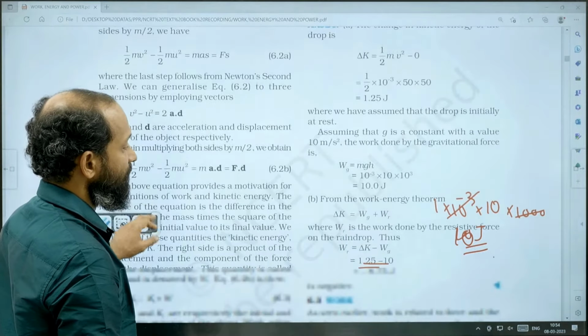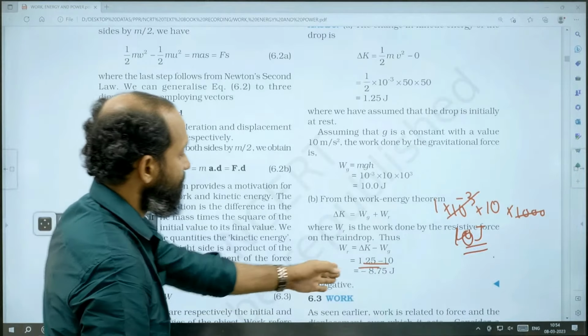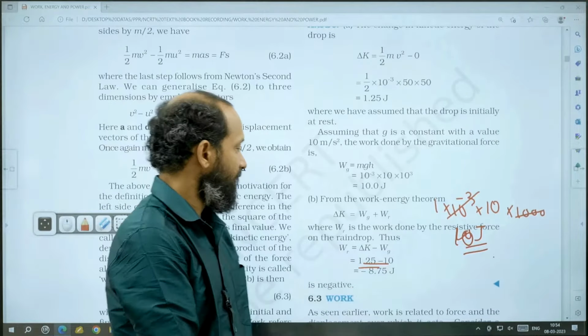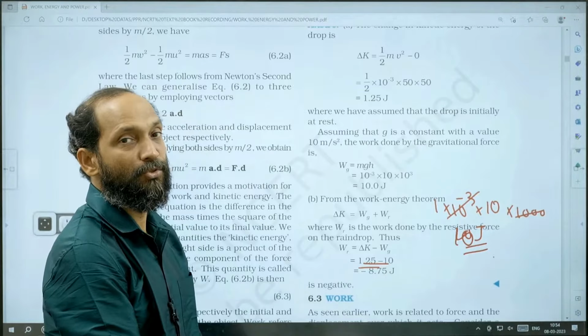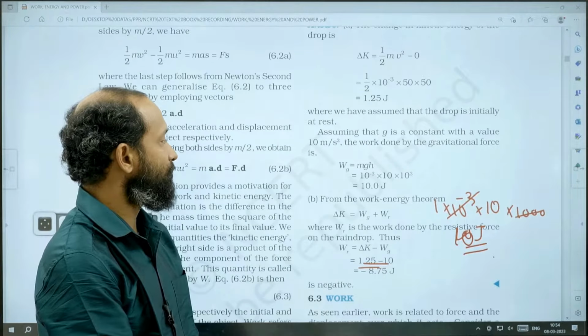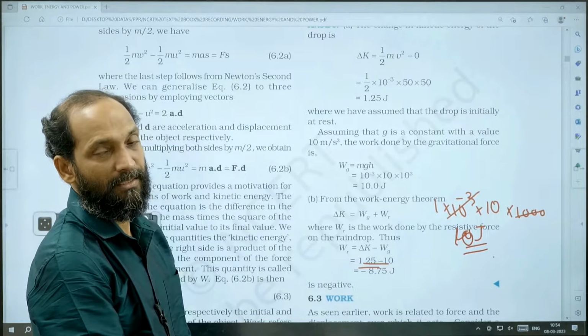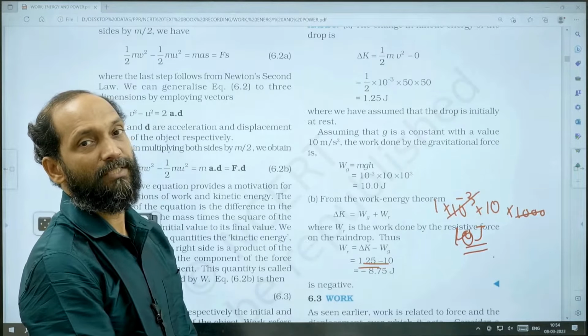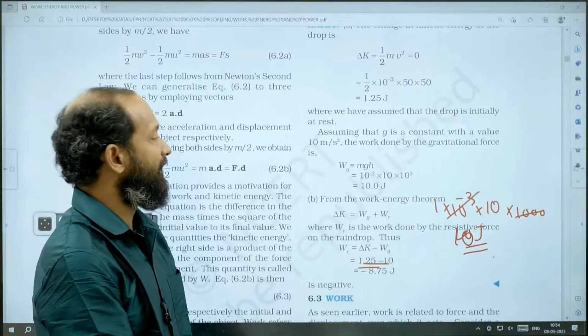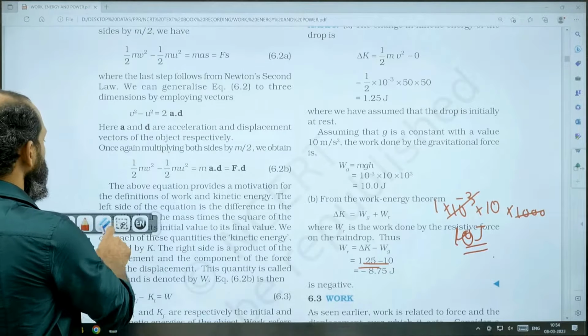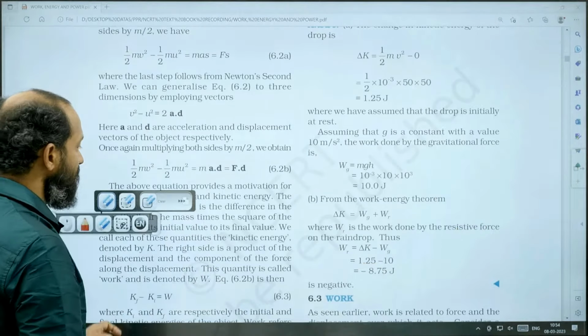So what is the work done by resistive forces? The difference, that is minus 8.75. Resistive forces do negative work. Viscous forces do negative work. Very important: the work done by a non-conservative force is equal to the change of mechanical energy. That can also be used for directly solving this problem.